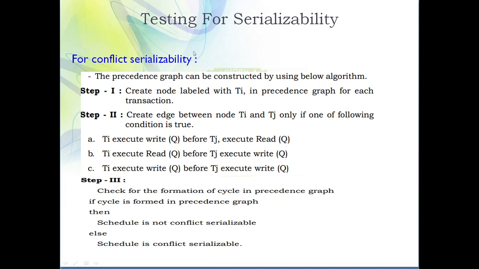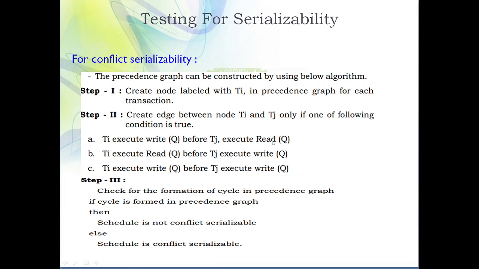So what is step 1? You have to create a node labeled Ti in the precedence graph for each transaction. Whatever the number of transactions present in a particular schedule, that many nodes you have to create. Then you create an edge between node Ti and Tj only if one of the following conditions is true: Ti executes write before Tj executes read.